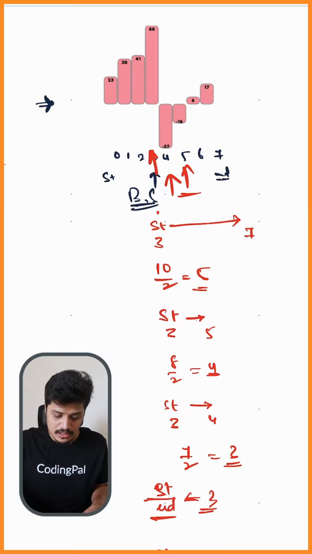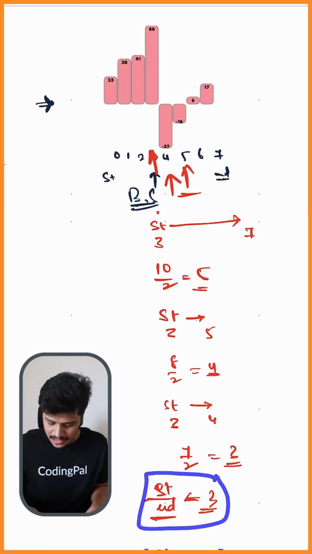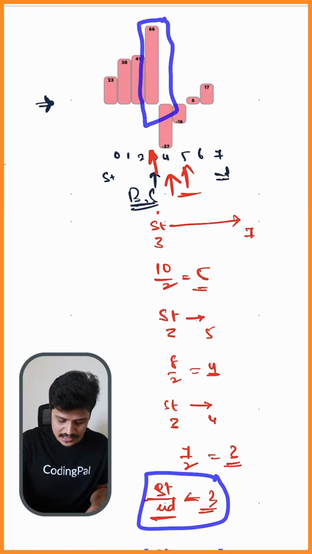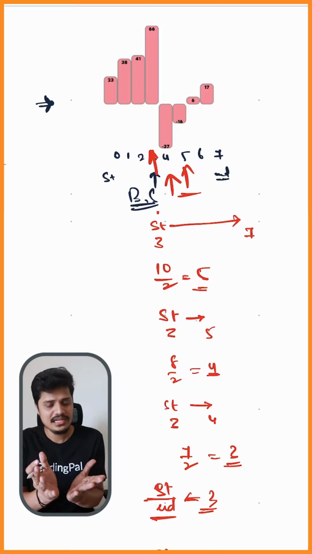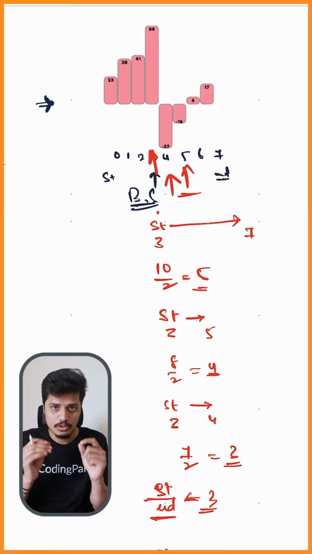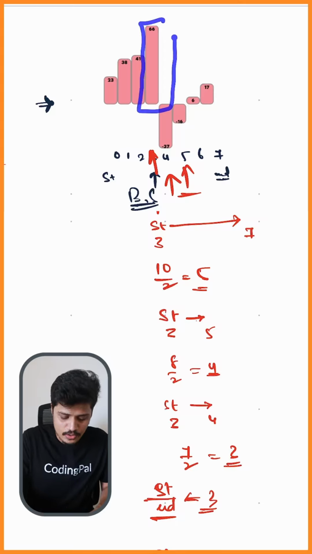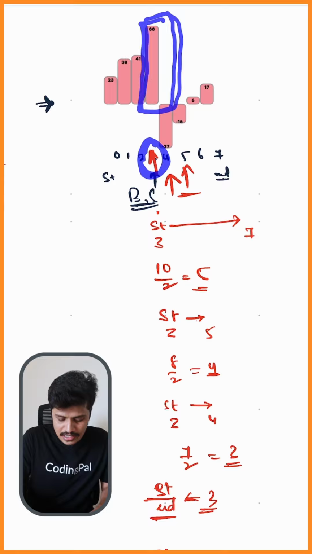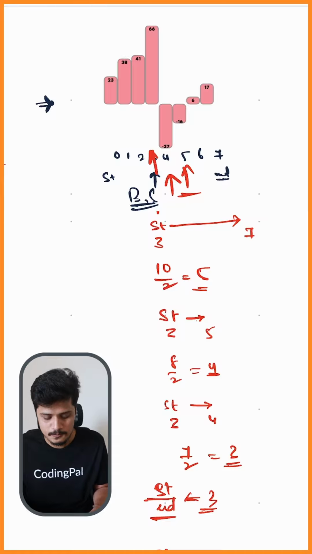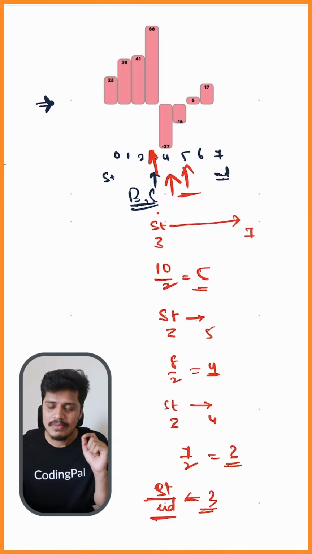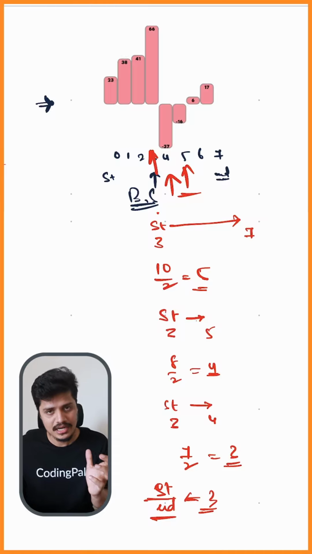Now if you observe, since both start and end are pointing to the same index, we no longer need to calculate the middle again, so we can exit out of the loop. Whatever index this value is pointing to, that itself will be the maximum value. So start and end are pointing to 3, and that index 3 itself holds the maximum value. That is an effective way of finding the maximum value in a sorted and rotated array.